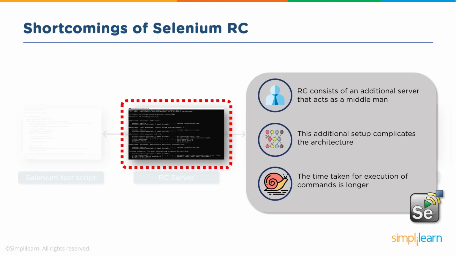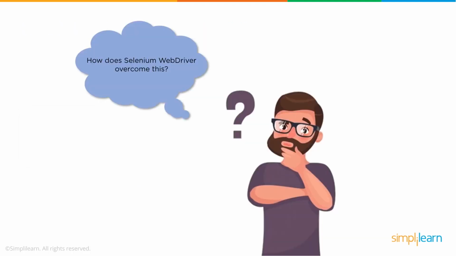Because we saw that every command written in your test scripts needs to make a full trip from your test script to the RC server, to the core, to the browser, and then back, which makes your overall automation test execution very slow. So how does Selenium WebDriver now overcome this?